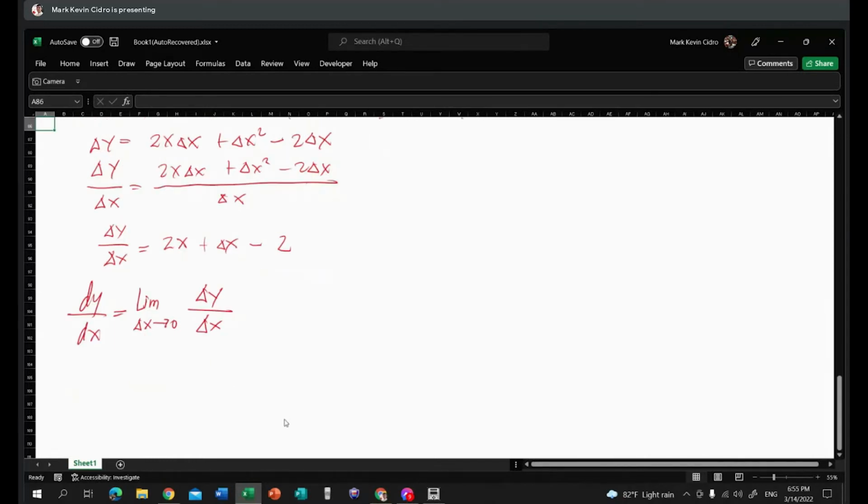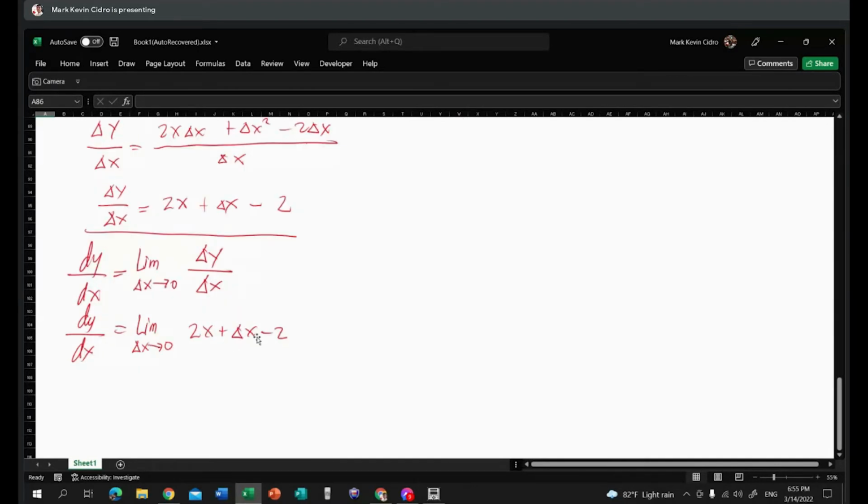So, substitute the value of delta y over delta x. This is the limit of, the value for delta y over delta x is right here, that is 2x plus delta x minus 2, as delta x approaches 0. This is your dy over dx. Now, take note that the function in my limit is just algebraic, so you can immediately substitute the value of delta x.